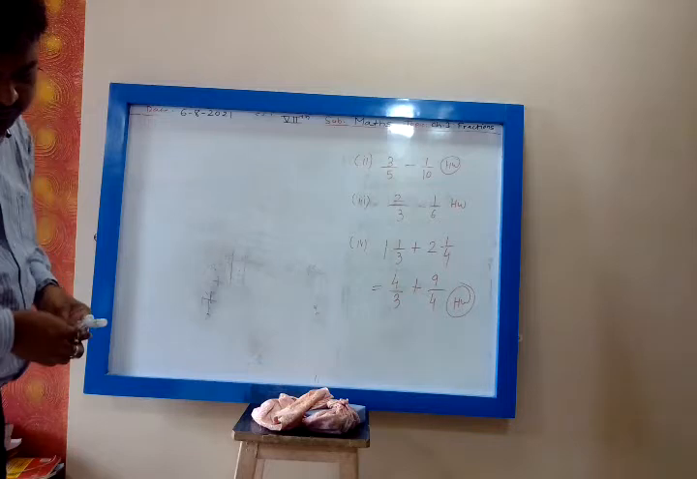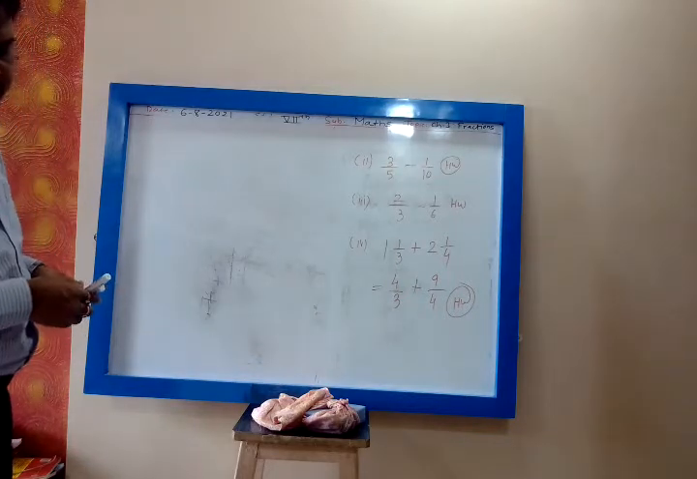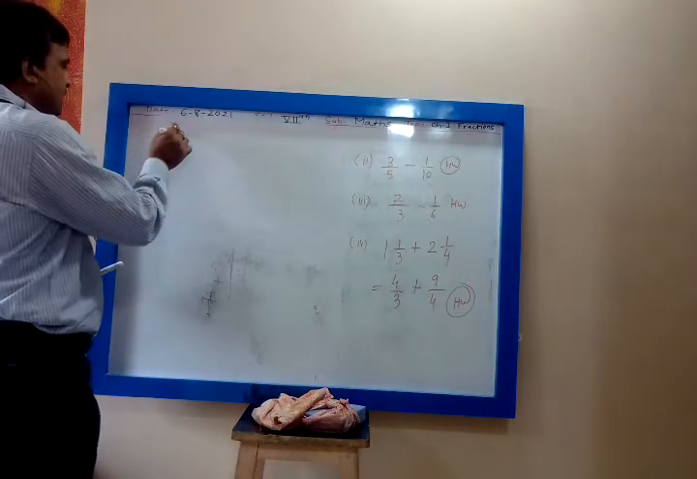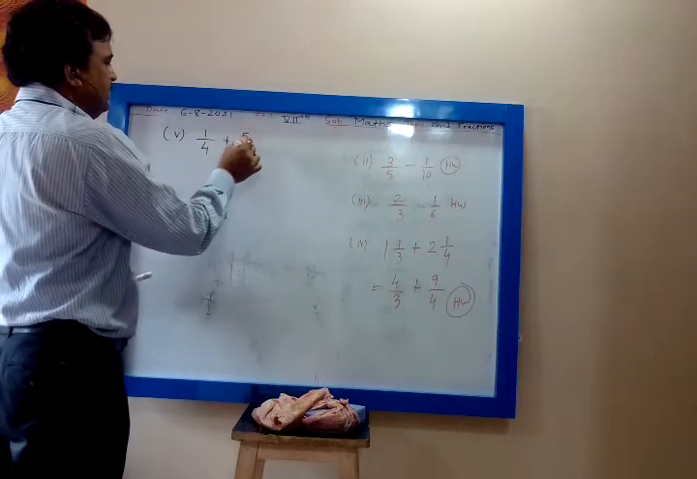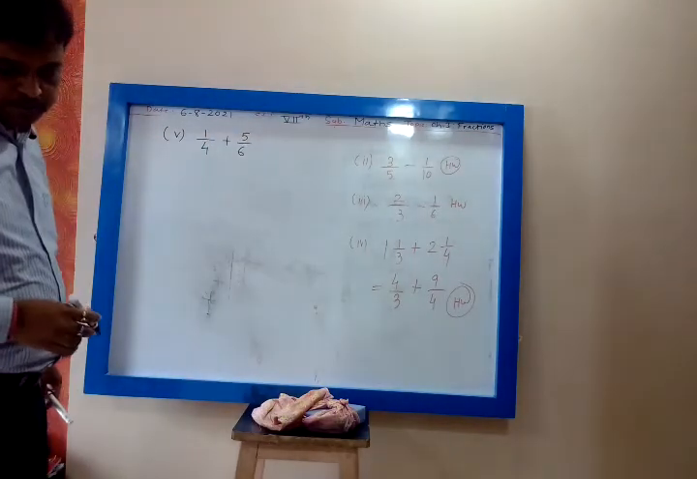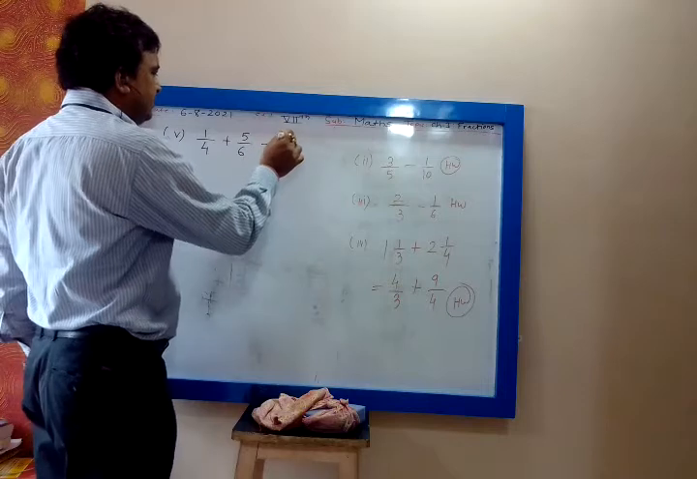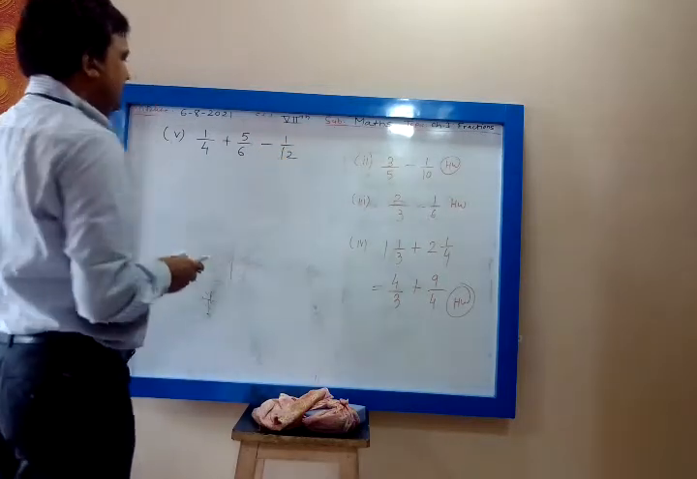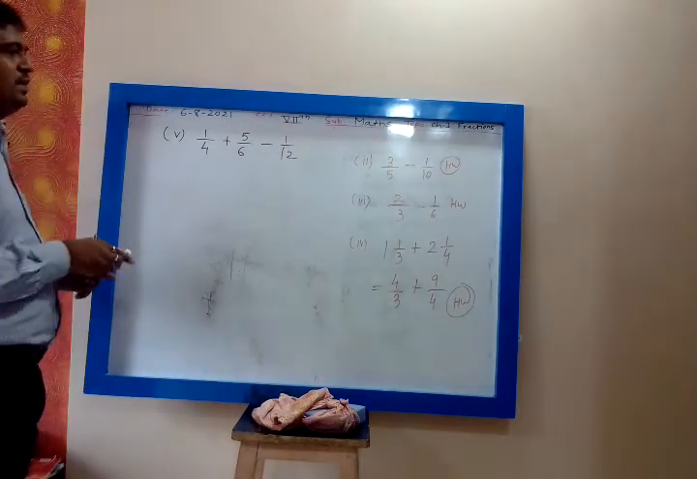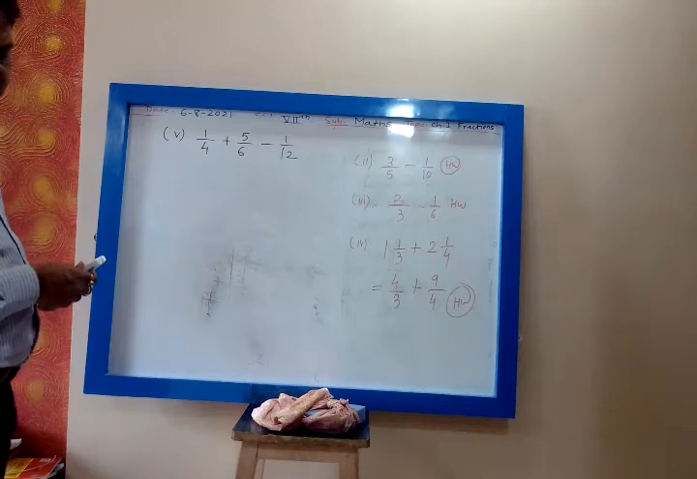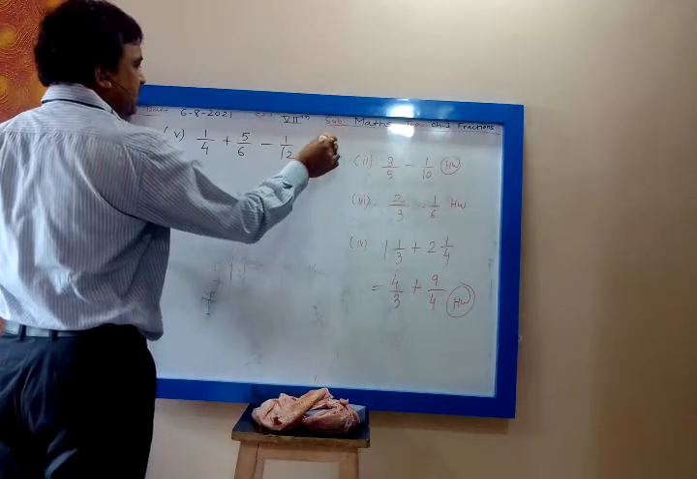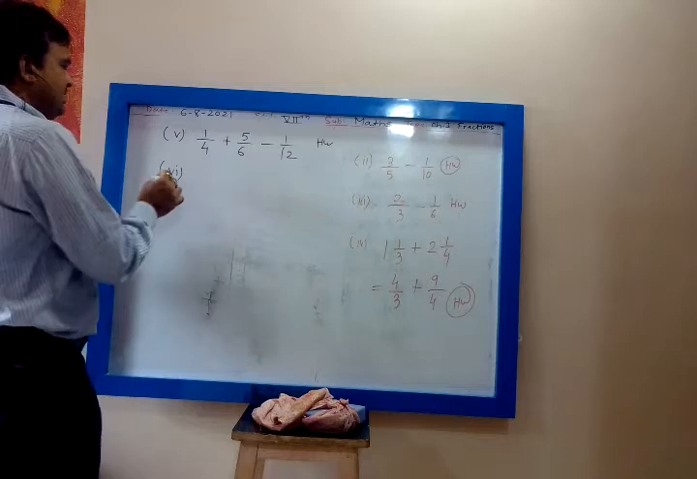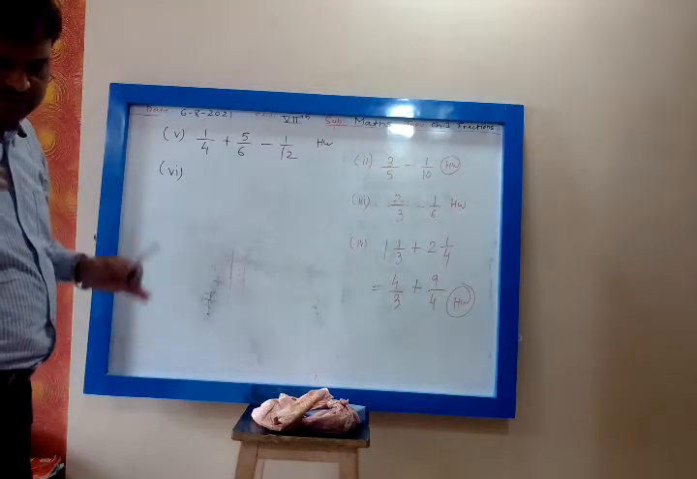Then fifth one: 1 by 4 plus 5 by 6 minus 1 by 12. Here you will take LCM of 4, 6, 12. Homework.